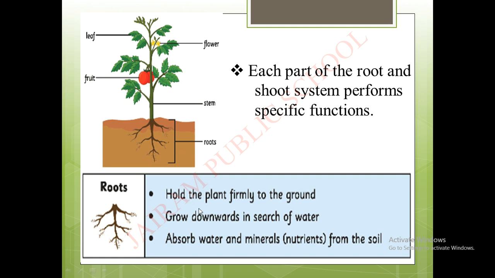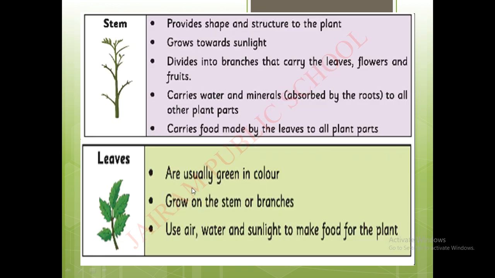It is holding the plant tightly to the ground. It grows downwards in search of water. As a root, below the soil, it grows downwards in search of water. It absorbs the water and minerals from the soil. So what is the function of the root? It absorbs the water and minerals from the soil.